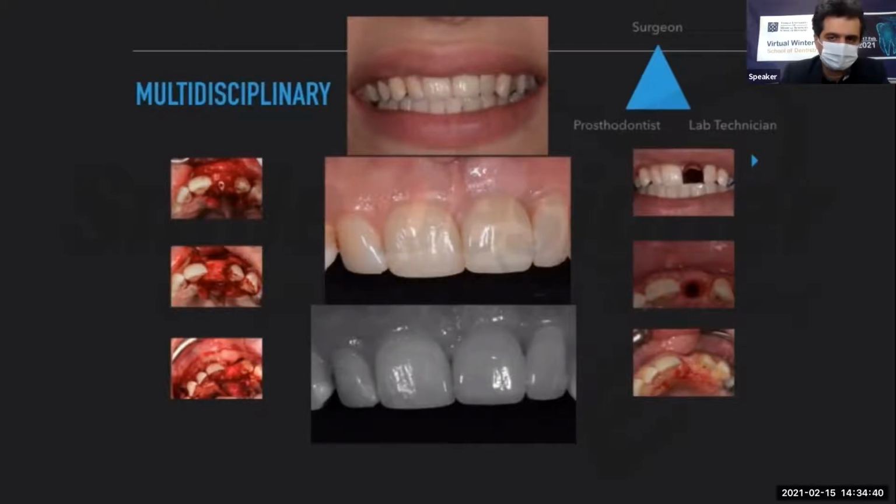We should have criteria for evaluating these types of treatment. The pink aesthetic score and white aesthetic score are proposed for this model of treatment, with 7 indicators for gingiva and 5 indicators for the teeth.